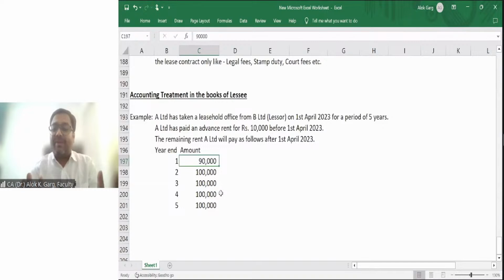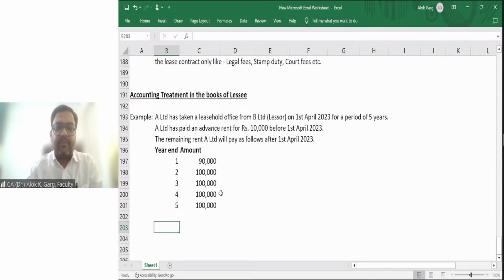This is a complete question on right of use asset, initial recognition of right of use asset. This is a complete question. So this is the remaining amount of rent A Limited will pay as follows after 1st April 2023. This is the year end on which the amount is going to be paid, right?